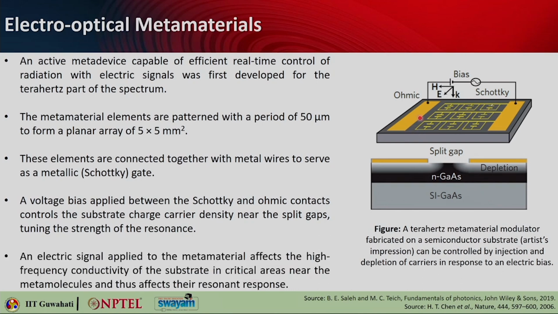So, when an electrical signal is applied, it affects the high frequency conductivity of the substrate in the critical areas near these metamolecules, mainly here in the gap region, and that gives rise to the change in the optical properties. Now, mind here that the orientation of the incident terahertz radiation is shown here. The wave is incident along this k vector, then the magnetic field is polarized like this, and the electric field is polarized in this particular direction.